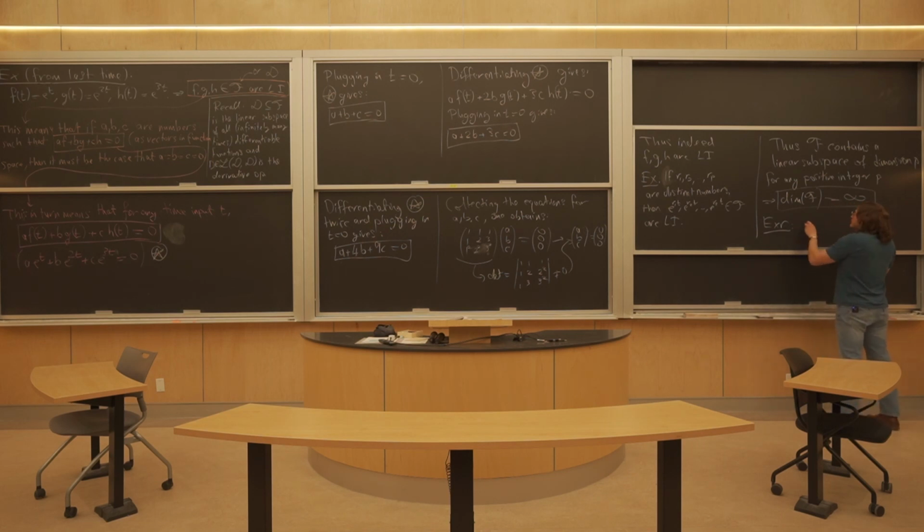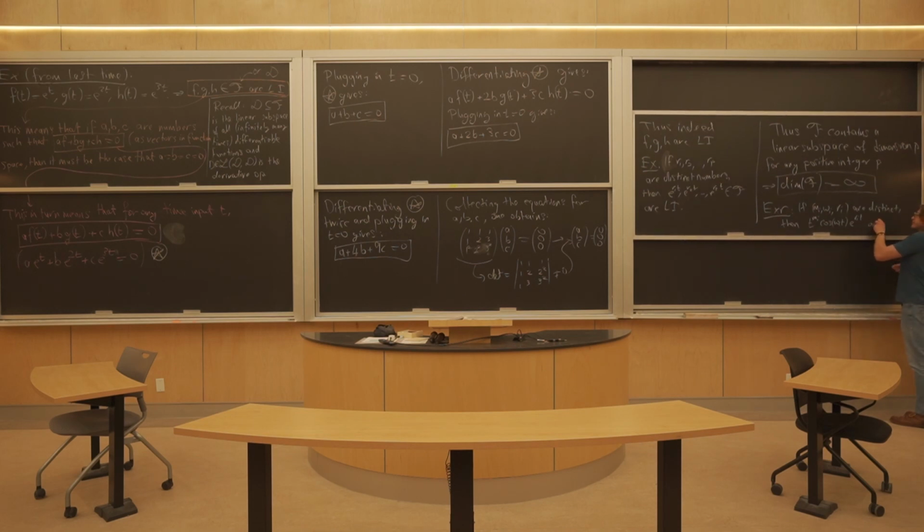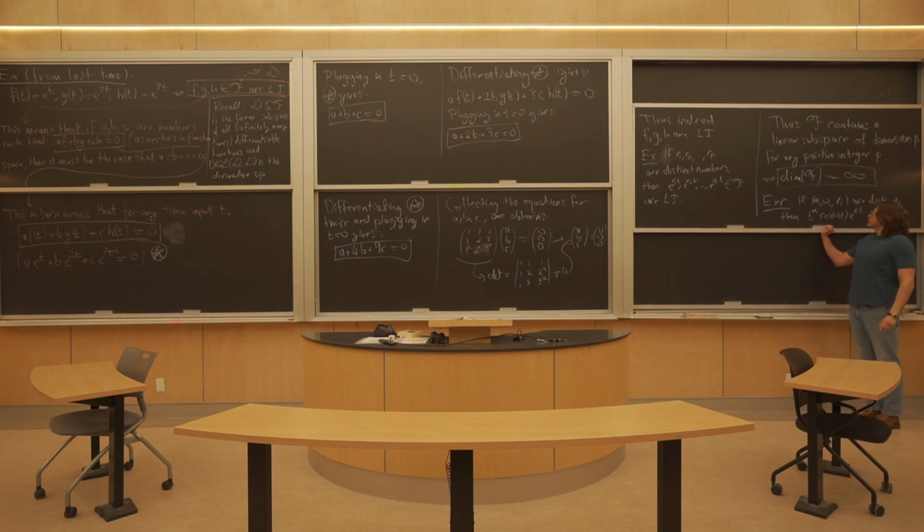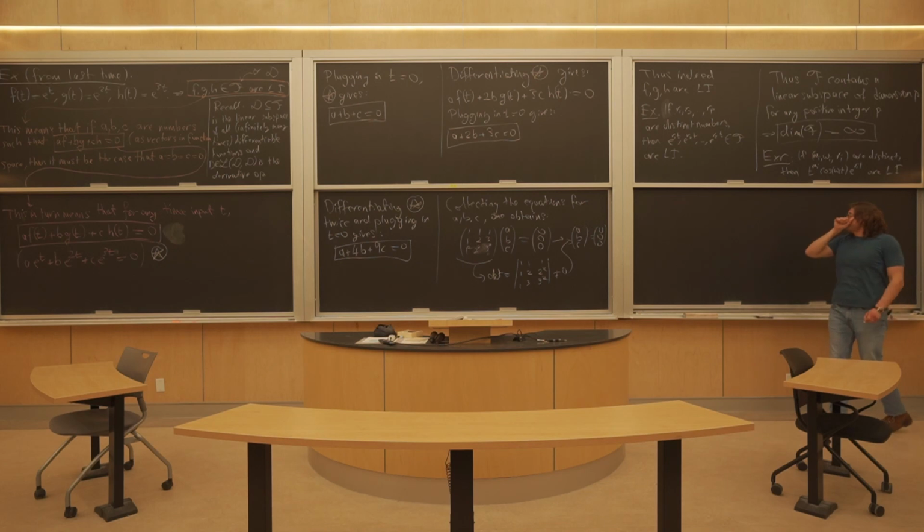So for instance, if m_i, omega_i, and r_i are distinct, then t to the m_i times cosine of omega_i t times e to the r_i t are linearly independent. Okay? This is a nice exercise. You can take any finitely many distinct triples and look at functions of this form. So it's a product of a polynomial and a trig function and an exponential function. And then go through the argument, use derivatives and so on. And you would be able to show that they are indeed linearly independent insofar as the numbers that you chose are distinct.